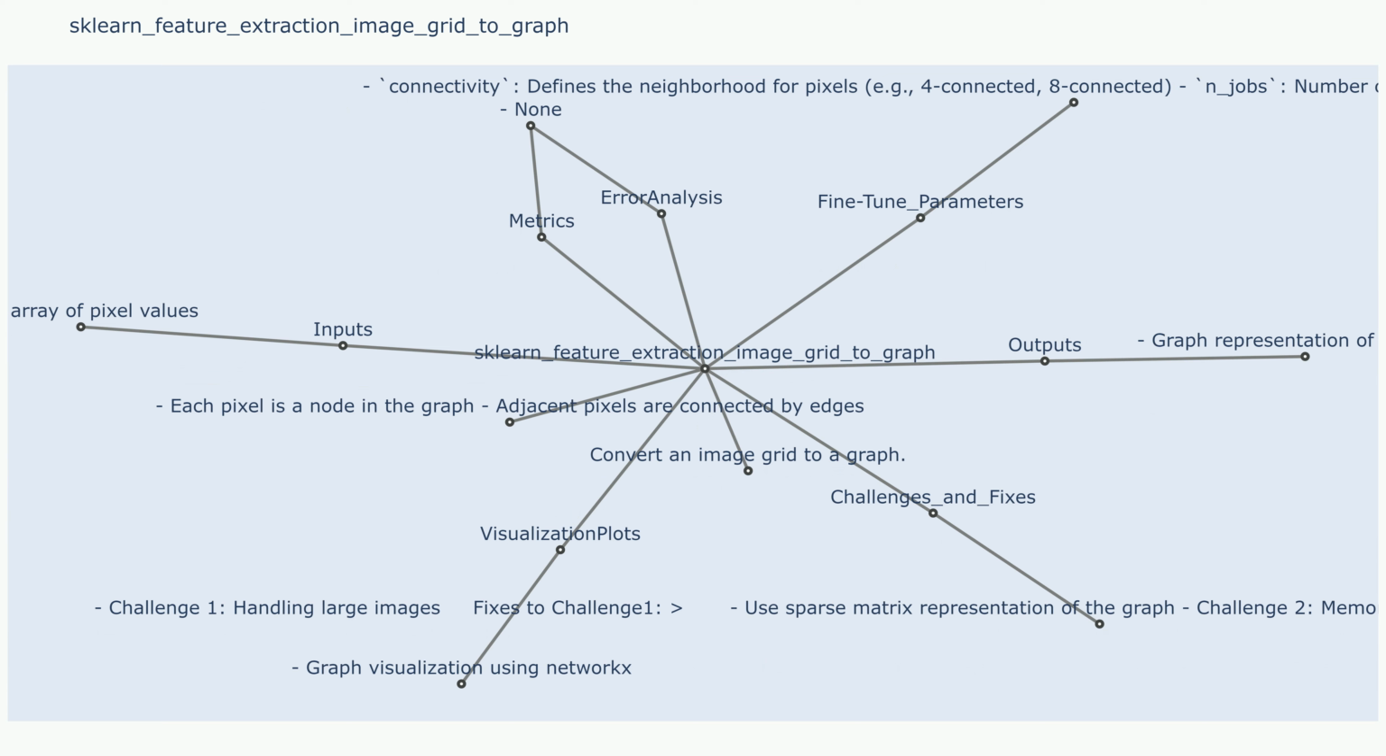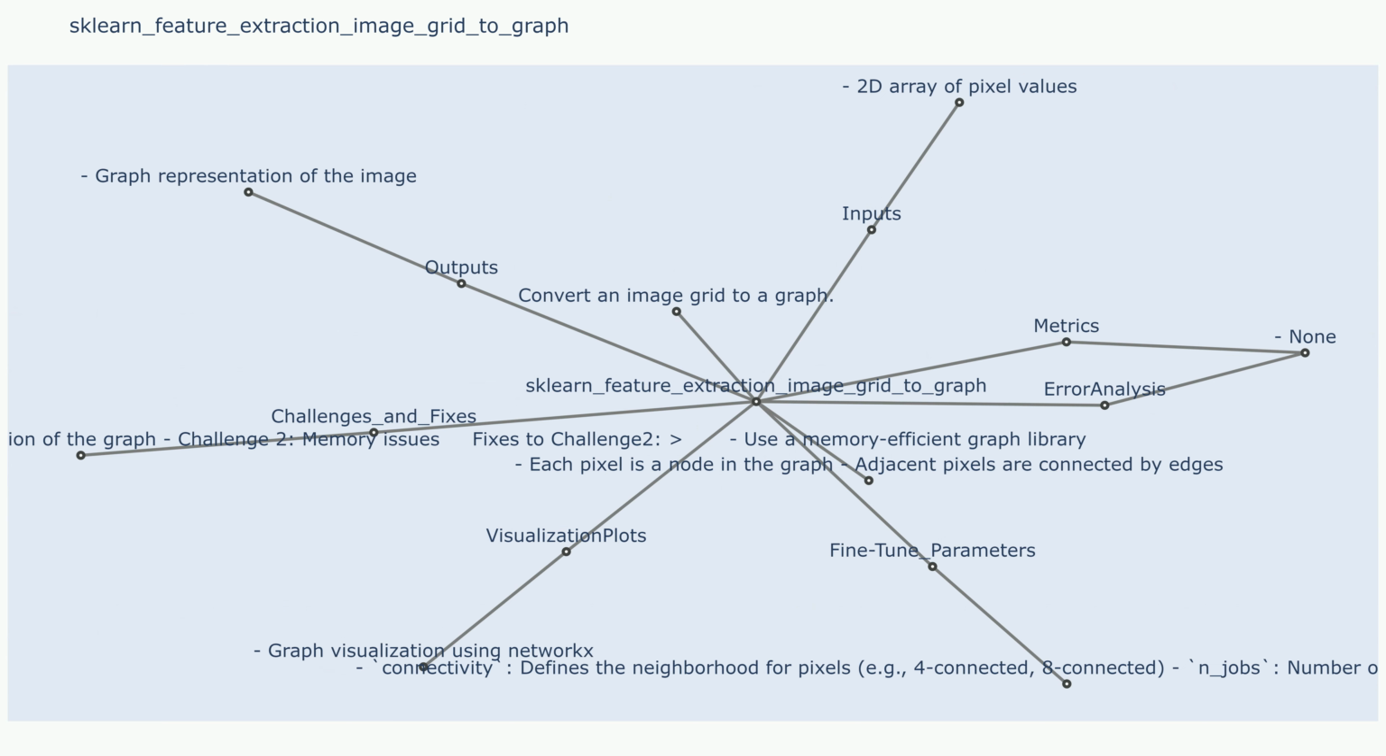Uncertainty methods: none, this method doesn't have any specific uncertainty methods. Challenge 1: for very large images, the graph can become too large and dense to process efficiently. Sample use case that resulted in challenge 1: trying to analyze a high-resolution satellite image.